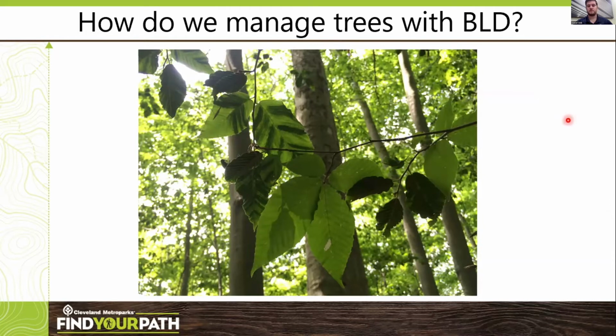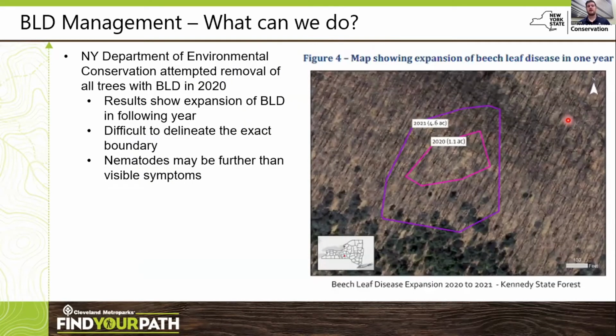That's okay. We're going to look at management now. New York DEC did a really nice experiment here, and they were trying to clear cut trees that essentially had symptoms that they could see. So they went and mapped the area at 1 acre in 2020, and they removed all of those trees. I believe they burned on site, or at least cut. Maybe they removed them, but essentially they wanted to eradicate beech leaf disease in that study area in 2020.